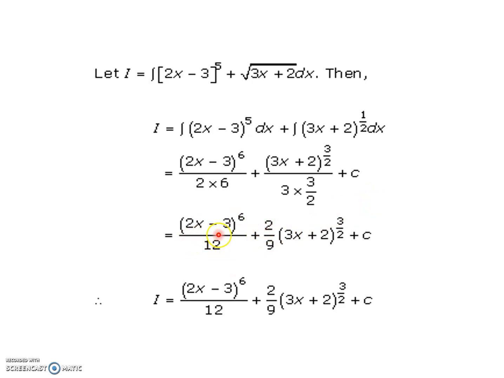We have to simplify. (2x minus 3) raised to 6: 6 twos are 12. 3 threes are 9. In reverse, we know that a upon b upon c upon d is a upon b into d upon c. That's why 2 upon 9 is in the numerator, (3x plus 2) raised to 3 by 2 plus c. So in this way we have to integrate the value of this function.